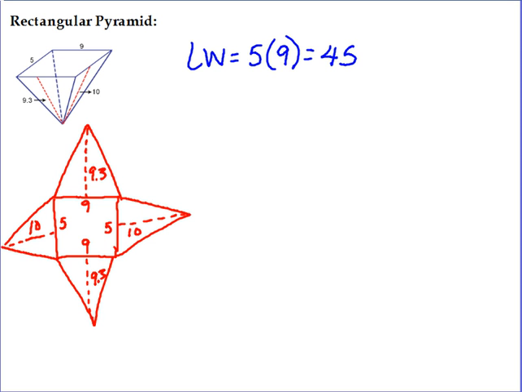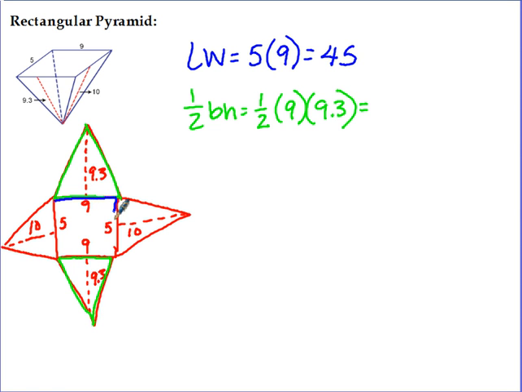Now, for the triangles, one of the triangles, the base is 9, and the height is 9.3. Okay, so I can even do them here. This one's green, and that one's green, and I should have made the other one blue so we could see it. So there's one of those. There's 2 of these green ones, so this is going to be 41.85. But now I'm going to multiply that by 2 because there's 2 of them. So that gives me 83.7 for that area.